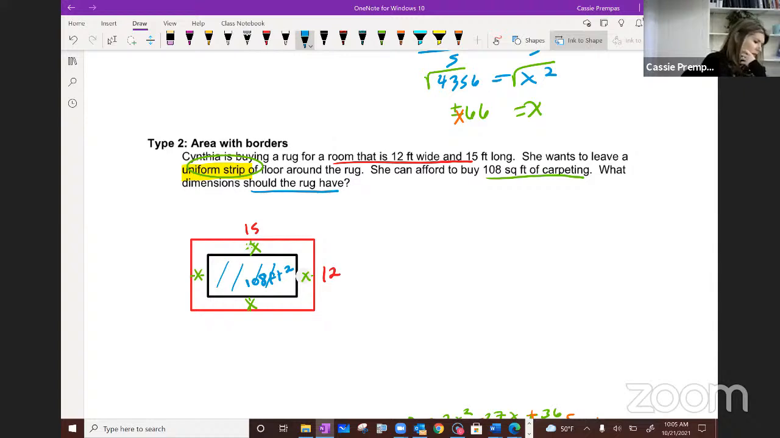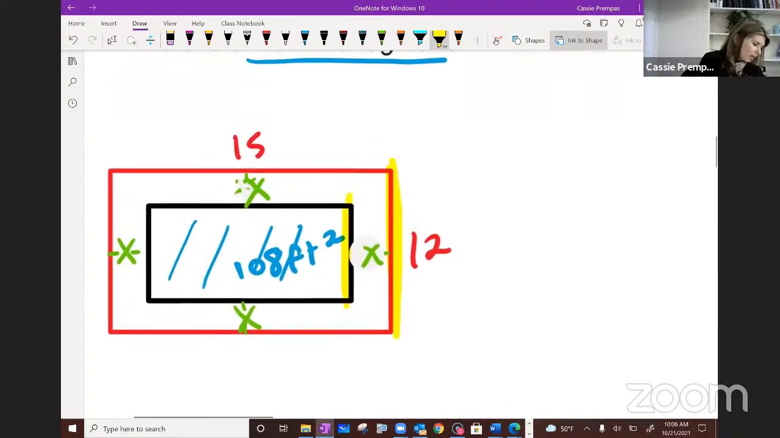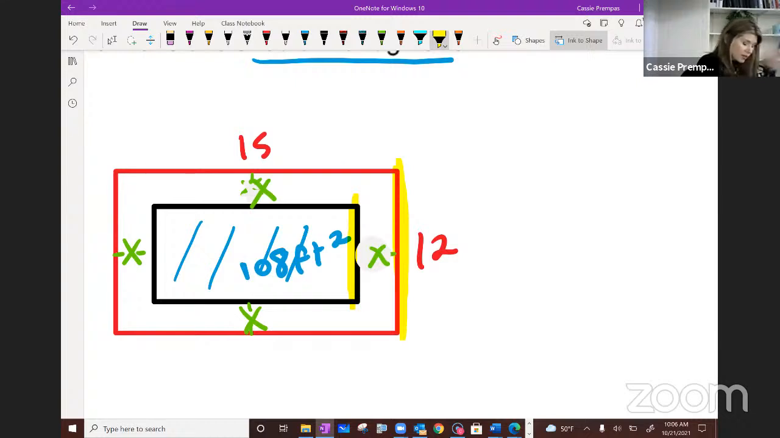If I'm looking at the width of the rug, that's this piece right here. I'm not given any information about that particular part of the rug, but I am given information about the width of the entire room, which is 12. And I know the uniform strip around that rug has the same value, so X and X. So what can I represent this piece as? It would be 12 and then subtract the value of X and another value of X. How do we represent that using an algebraic expression? Just 12 minus 2 times X.